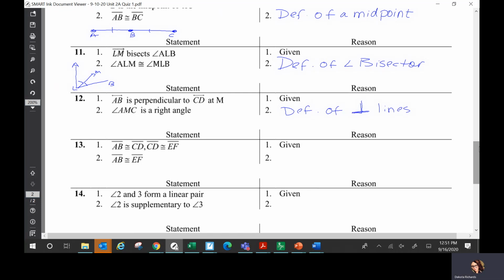Number 13. Do you see AB equals CD? And if you kind of switch the second one around, EF equals CD. If they both equal the same thing, you can set them equal to each other. That's what step 2 is. That is the transitive property, but I also accepted substitution.